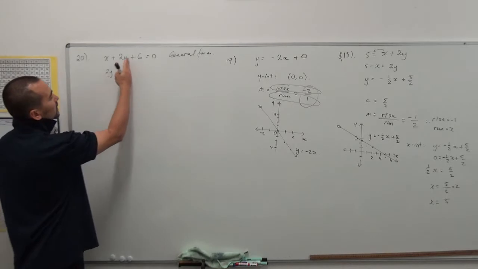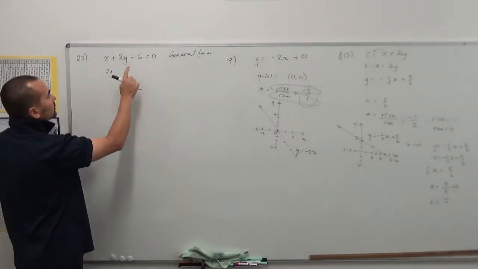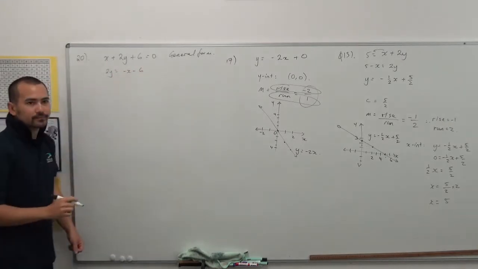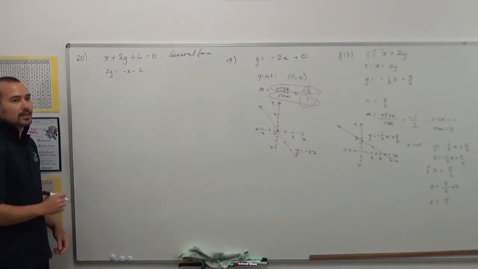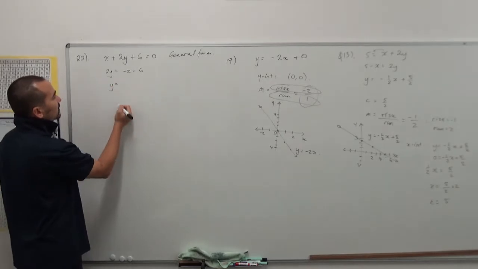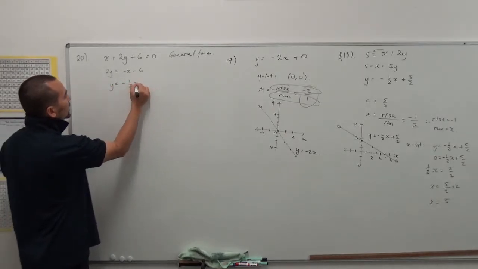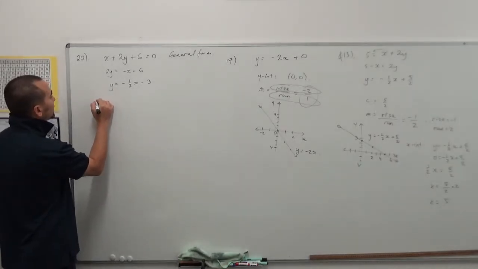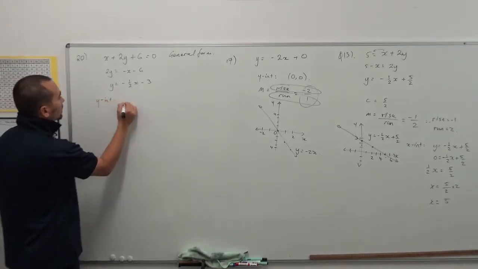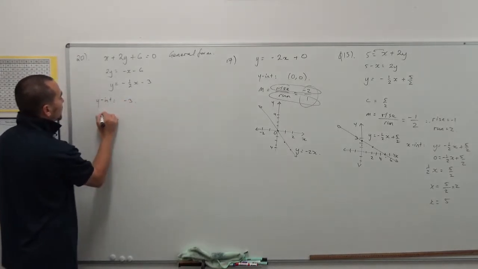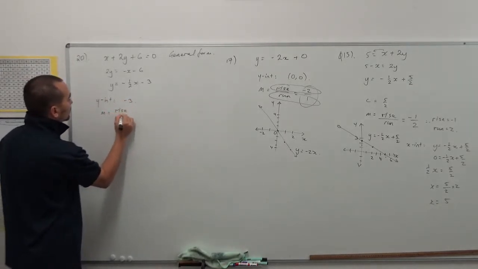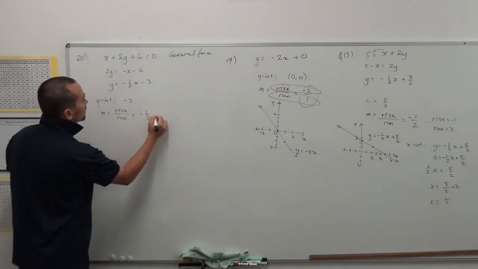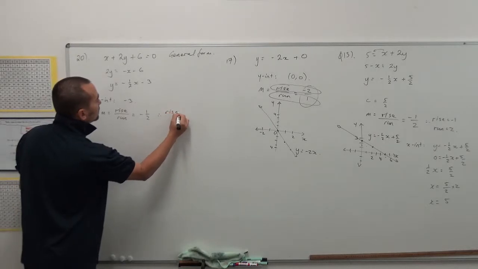If I move the 2y to this side, it's going to turn negative, so I'd actually rather move the x and the 6. Good. And now what? Divide everything by 2. So this is going to be -1/2 x minus 3. Pearl, what is my y-intercept? Good. -3. And what's my gradient? -1/2. Good.